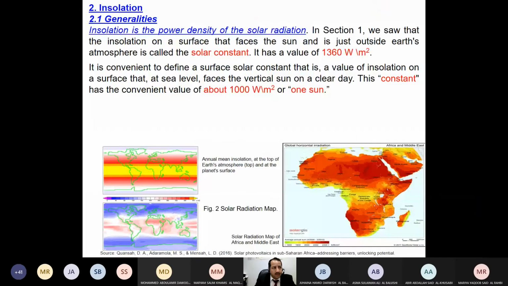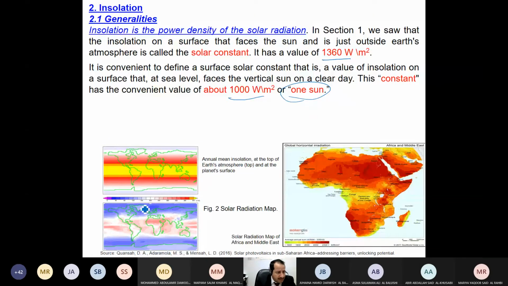Now let me start with the definition of insolation. Insolation is the power density of the solar radiation. We call it insolation. Now, as I mentioned, the solar constant is 1,360, and when it approaches the land it becomes 1,000, which is called one sun. We call it one sun.